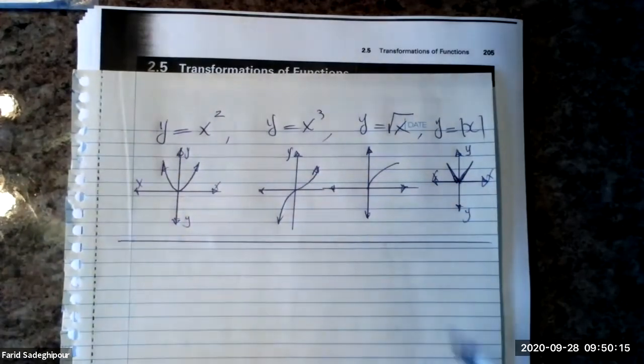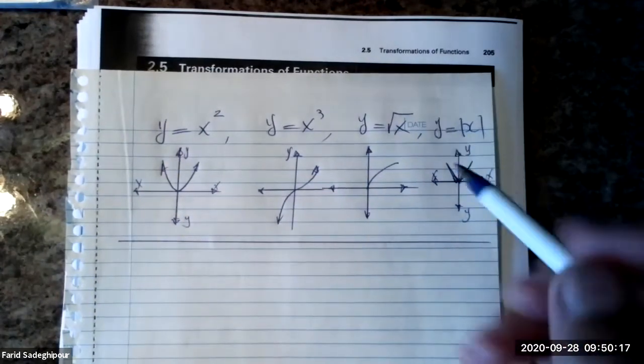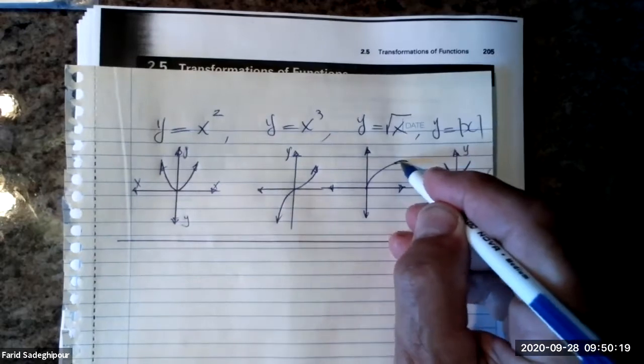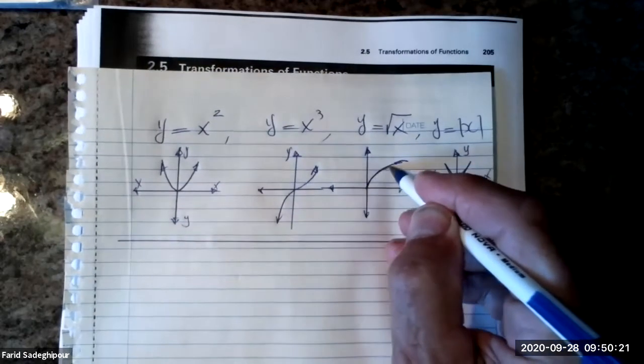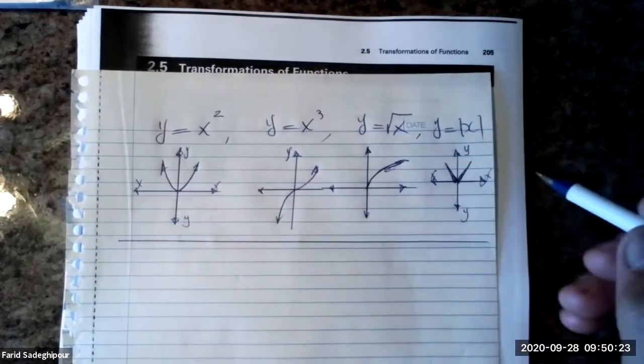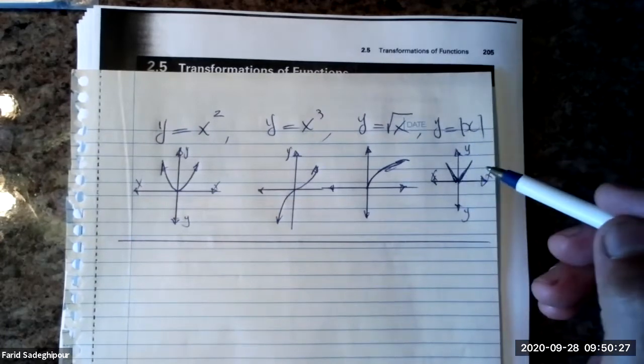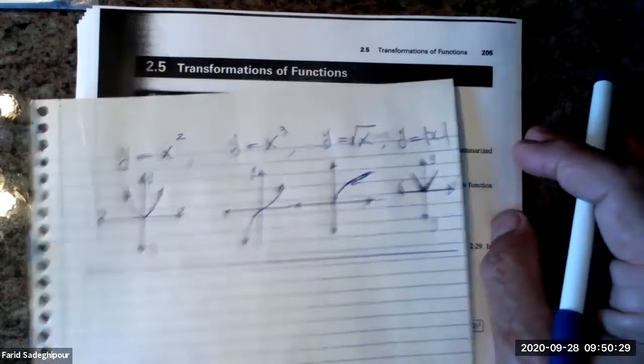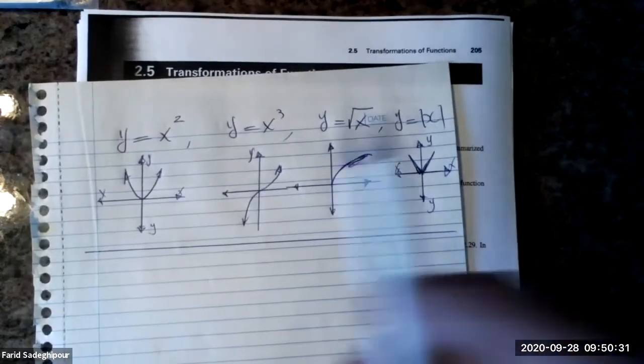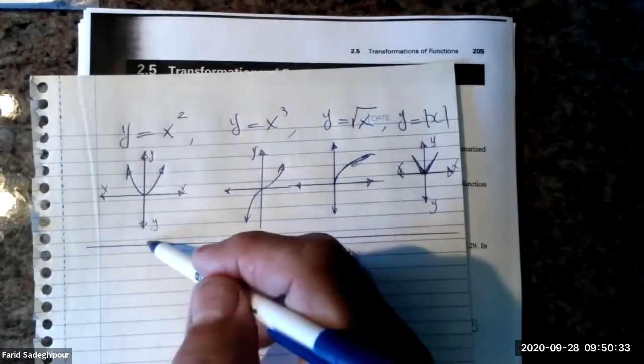And then y equals radical x, which is like a half curve. Y equals absolute value of x. So we do a lot of translations on this. Translation means you could have transformations on the y-axis, on the x-axis, and so on.